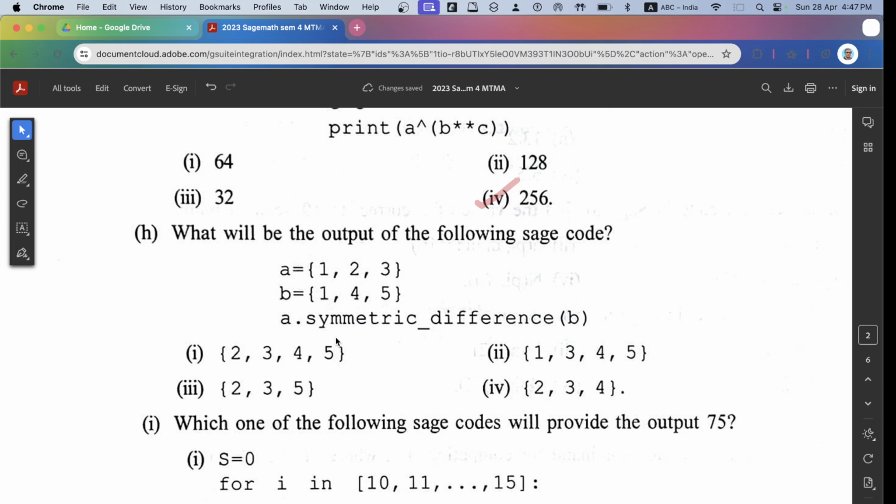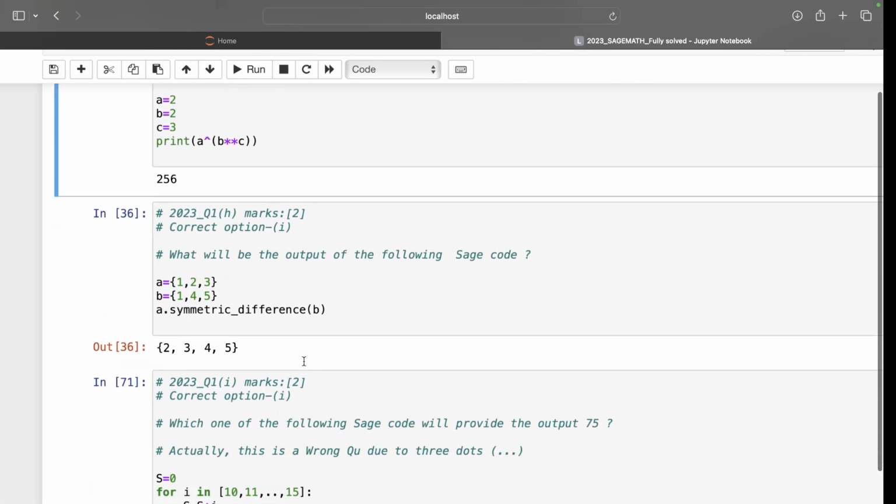So that is A union B minus A intersection B. This is the common element, 1. Except the common element, A union B gives 2, 3, 4, 5. The correct option is 1.